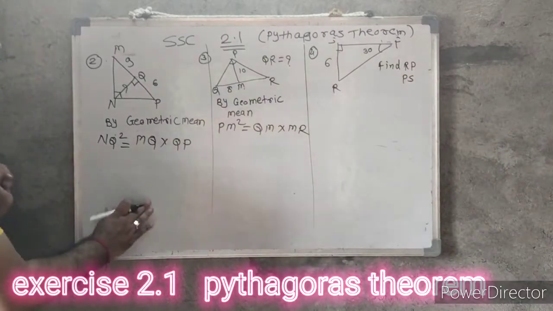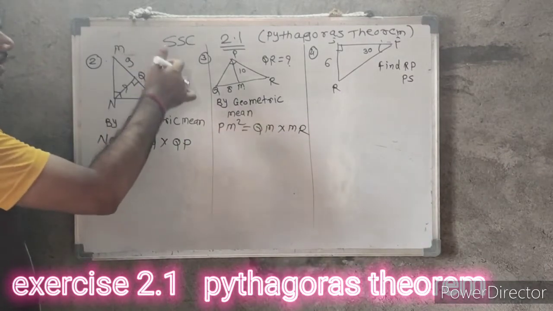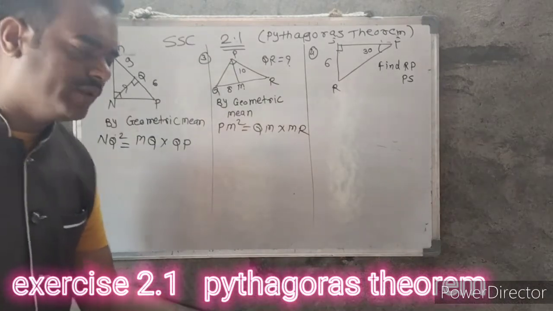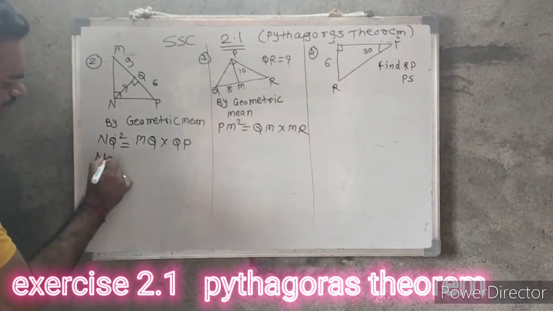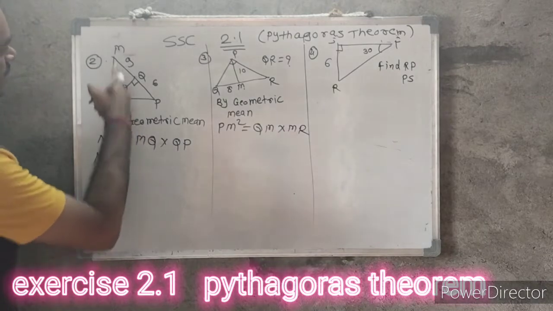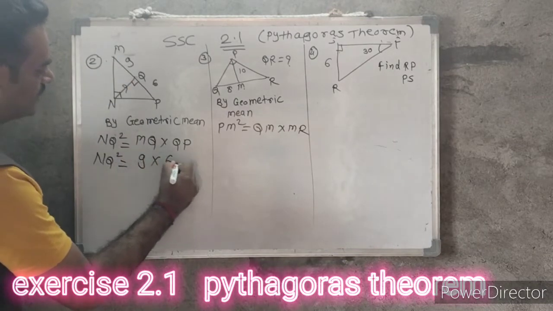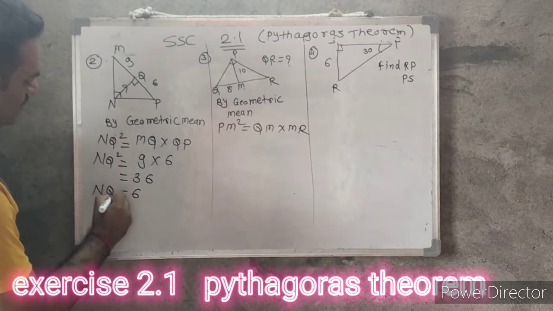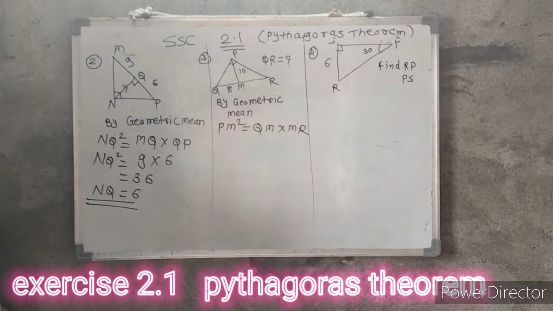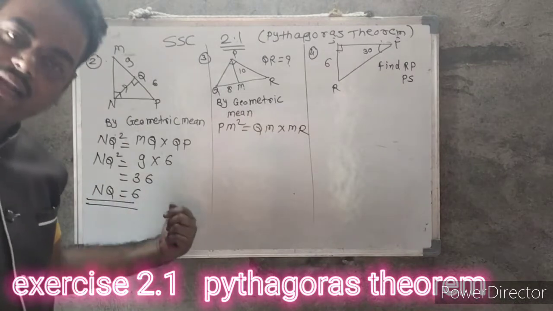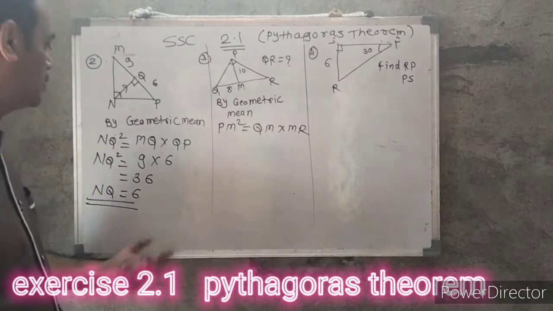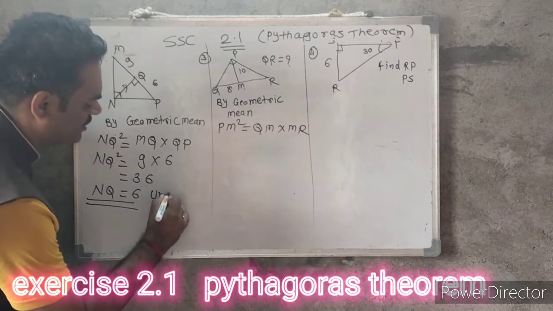So just see what they give here. They give MQ, they give QP, and they are asking NQ. Simply put it into the formula. That is NQ squared is equal to, what is MQ? 9 into 6. That is 36. So NQ is equal to 6. Okay. If they give centimeter, write down centimeter. If they give unit, write down unit. If it is not mentioned here, write down unit.